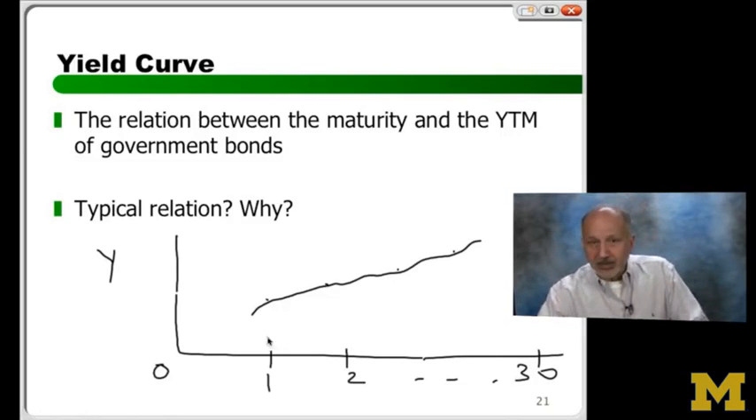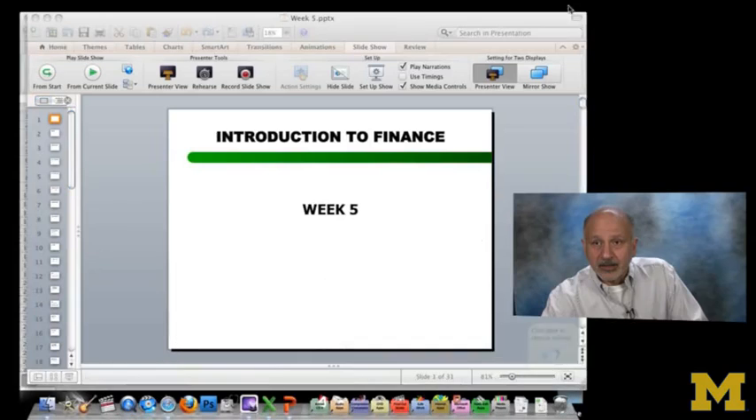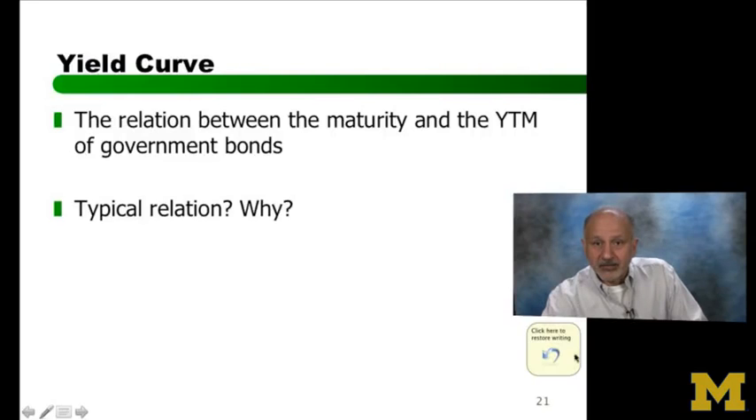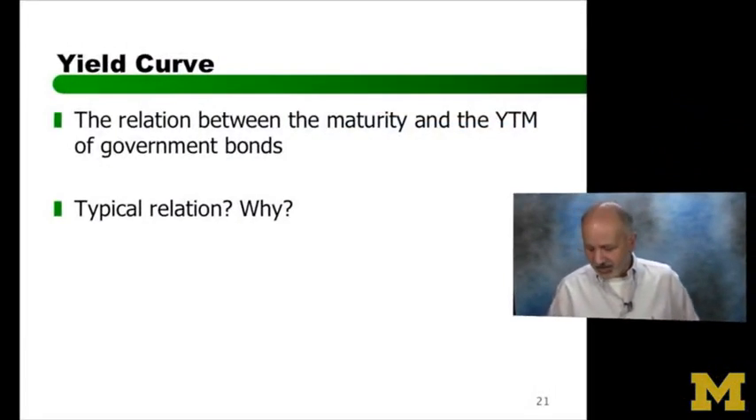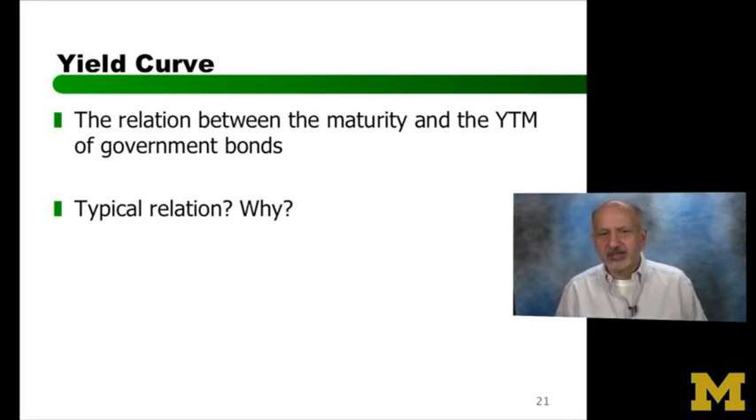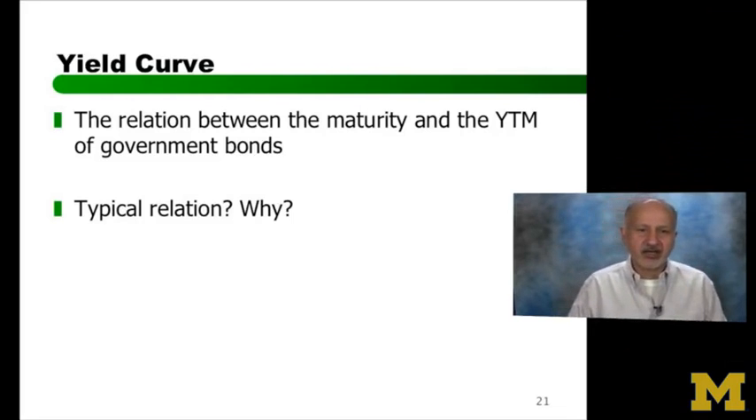I want to make sure that you get it before we do coupon bonds. So the typical relationship is going up. Why is that? The reason is very straightforward. If you buy a 1-year bond versus a 2-year bond, or compare a 1-year bond with a 10-year bond, whose price is likely to be varying a lot?